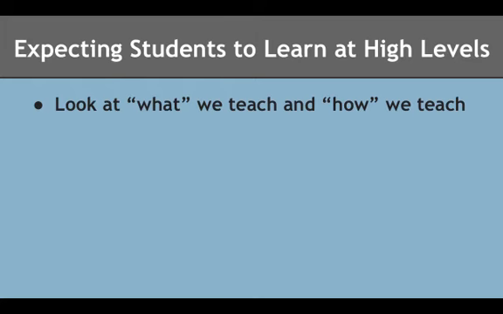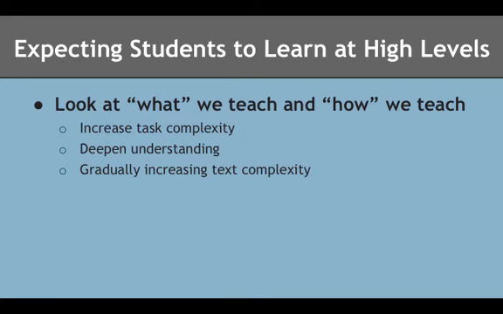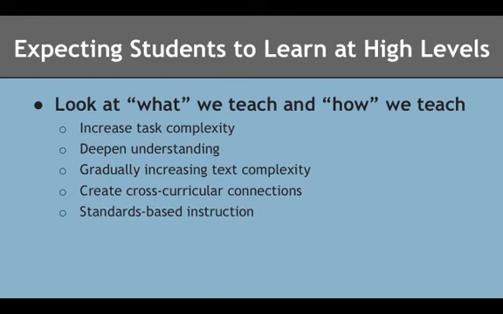In expecting students to learn at high levels, we look at both what we teach and how we teach it. For example, we can increase task complexity, deepen understanding, gradually increase the text complexity, create cross-curricular connections, and focus on standards-based instruction that include clear learning outcomes and matching assessments. As a caution, when thinking about text complexity and rigor, the focus is not on harder passages, but in moving students up the ladder of Bloom's taxonomy.